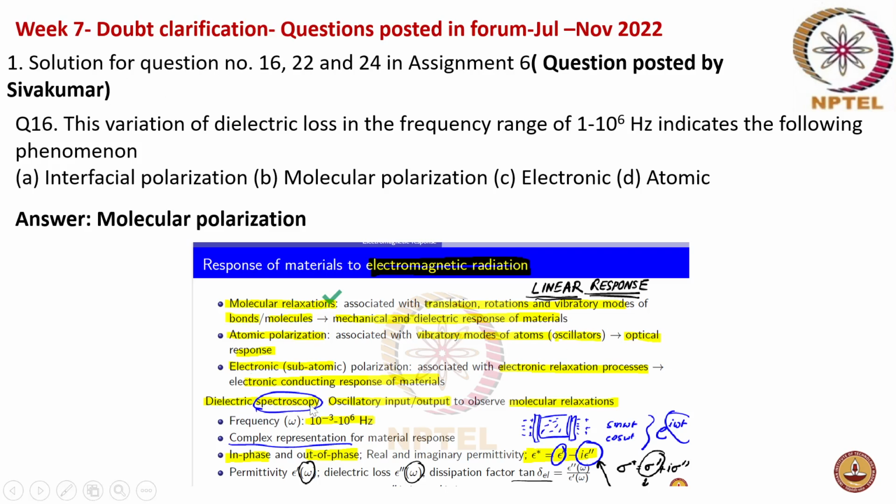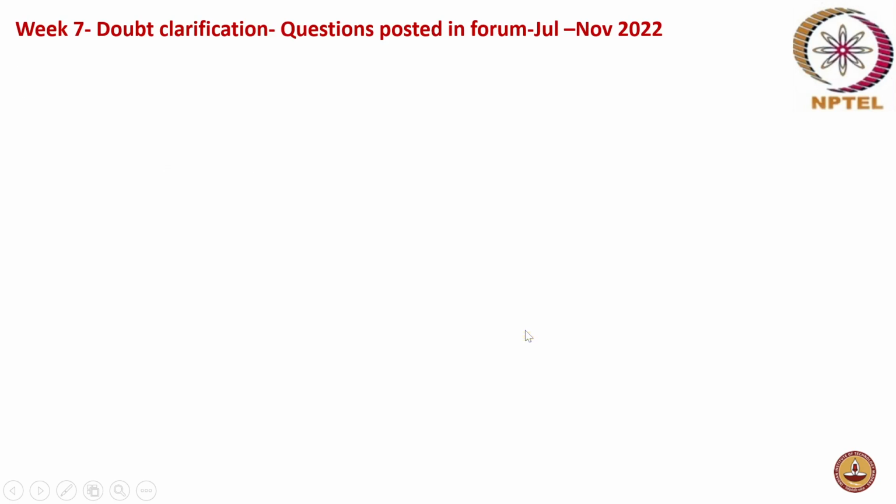Your dielectric spectroscopy is in the range of 10 power minus 3 to 10 power 6 hertz, which is basically your molecular relaxation process, or molecular polarization process. It is associated with translation, rotation and vibration modes of bonds and molecules, which gives the mechanical and dielectric response of the material. Okay, next.